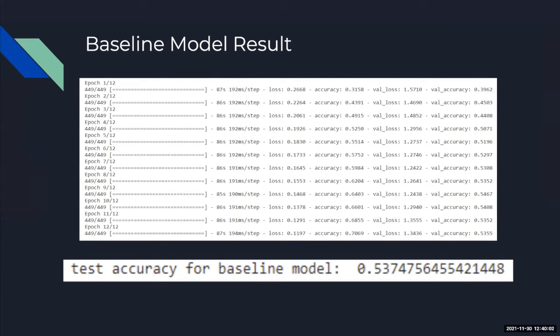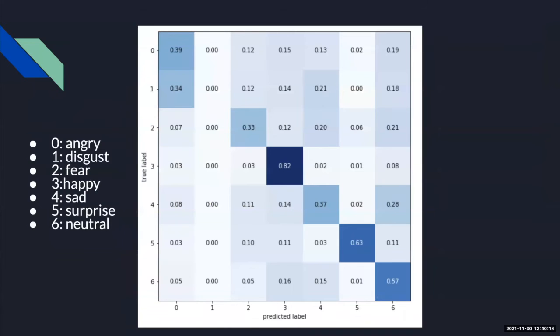We can see our test accuracy for the baseline model is 0.53, around 0.54. And here is the confusion matrix result from our baseline model. We can see for 0, our prediction is 0.39, and for 1, we don't know why, somehow all of the data got dropped, and so it all becomes 0. And everything else is all around 0.5.